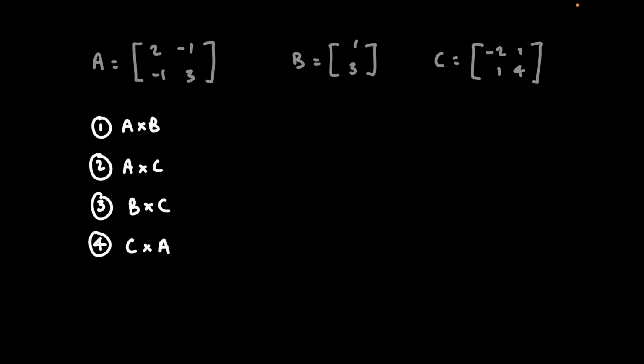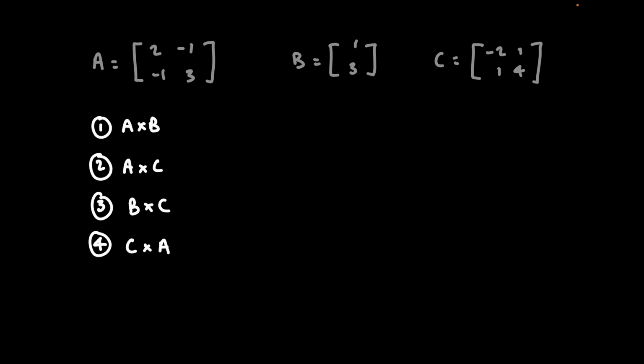Okay, in this video, we're going to go over how to multiply matrices together. I have a list of 3 matrices at the top, and we have 4 questions that we're going to go through for this problem. The first thing we need to do when we want to multiply matrices together is recognize what the dimensions of the matrices are.